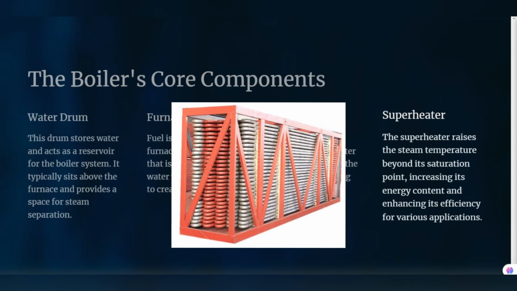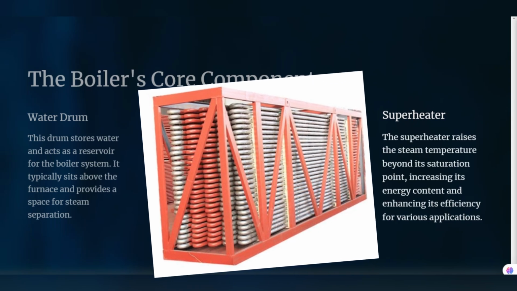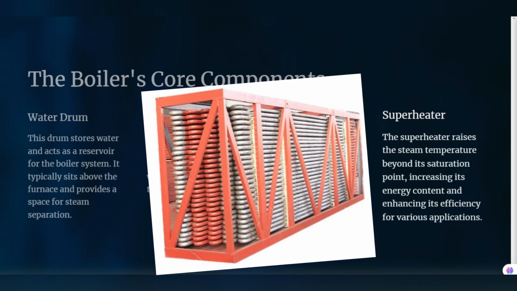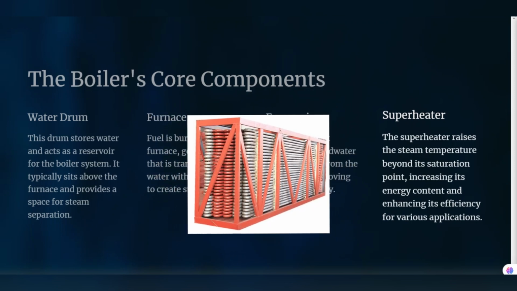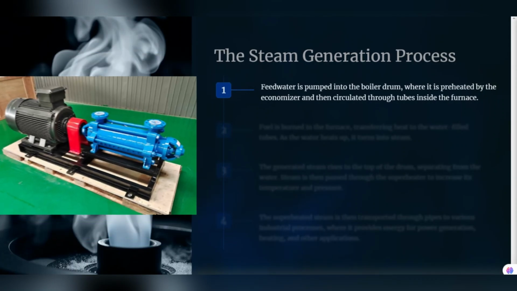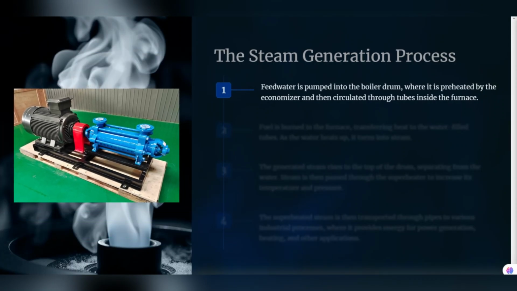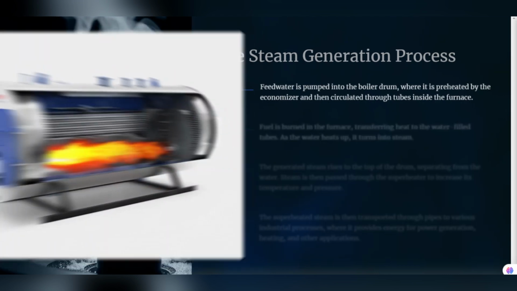Superheater. The superheater raises the steam temperature beyond its saturation point, increasing its energy content and enhancing its efficiency for various applications. The steam generation process. 1. Feed water is pumped into the boiler drum, where it is preheated by the economizer, and then circulated through tubes inside the furnace. 2.